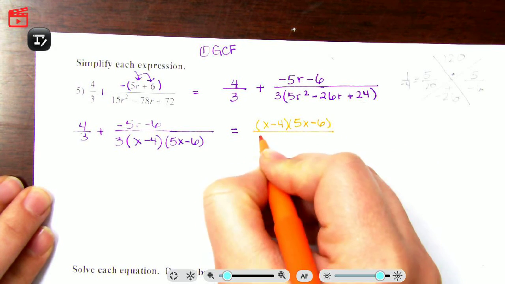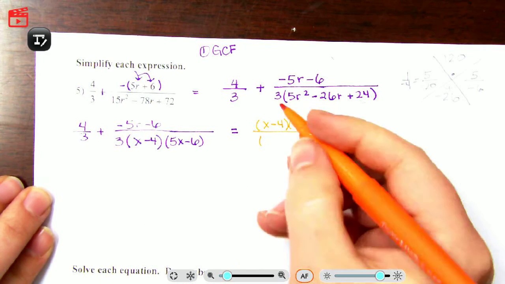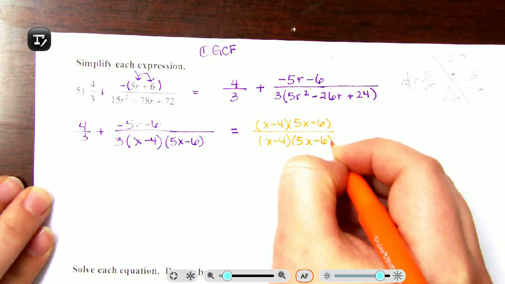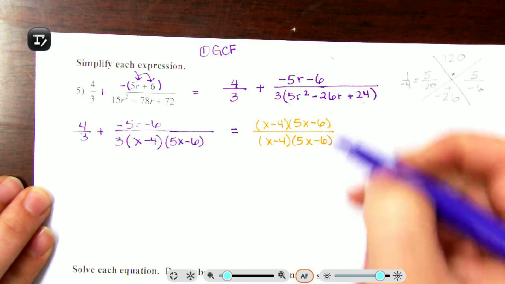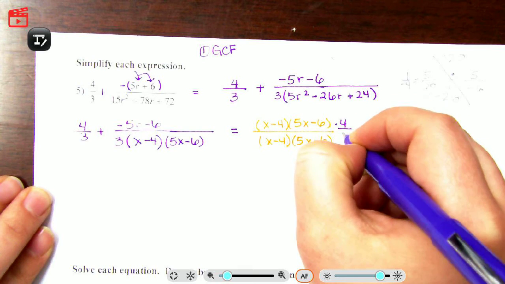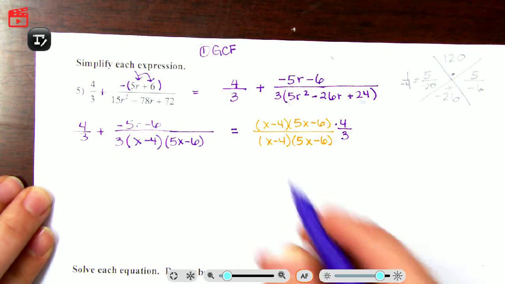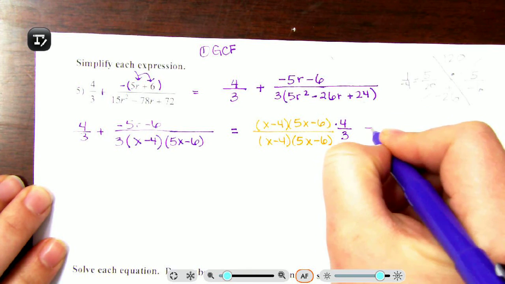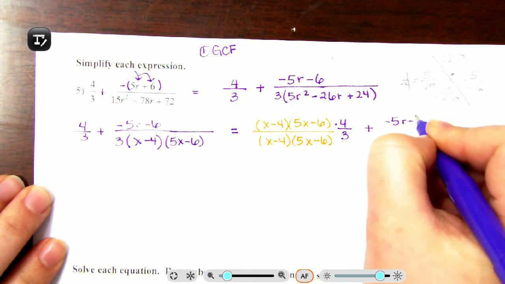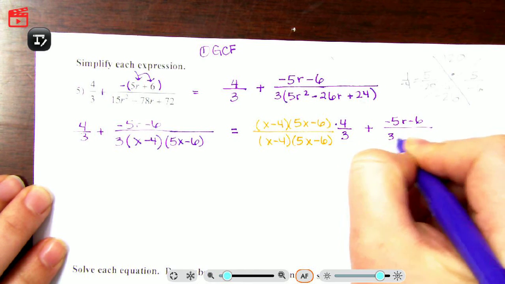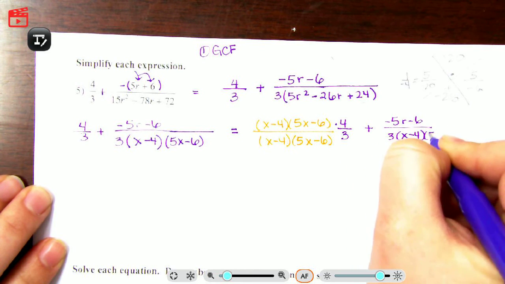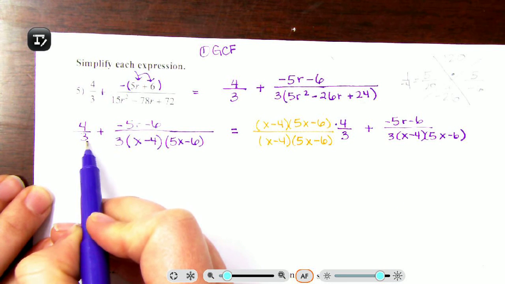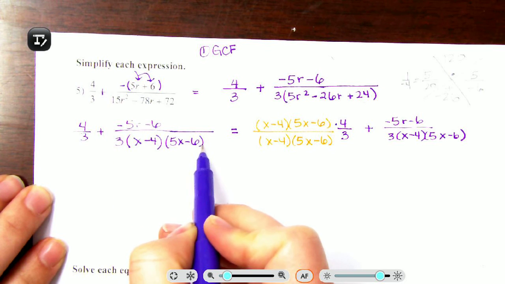And whatever you do to the top, you have to do to the bottom because we want it to stay the same. We don't want to alter our fraction's worth. So we're going to multiply top and bottom by x minus 4 and 5x minus 6. And then we're not doing anything to the second fraction because it already has a 3 in there. The way I like to do it is I ask myself, what does this denominator need that this denominator has?